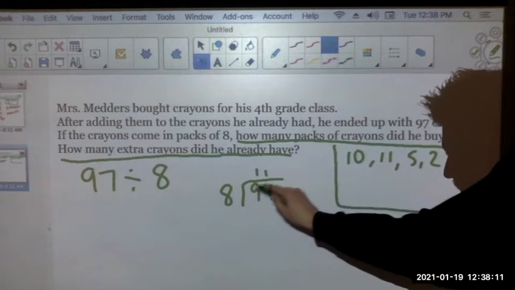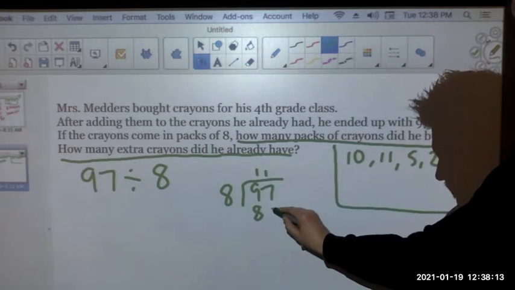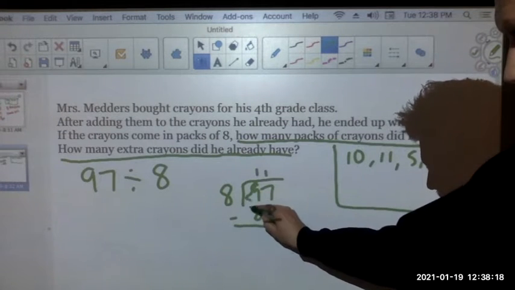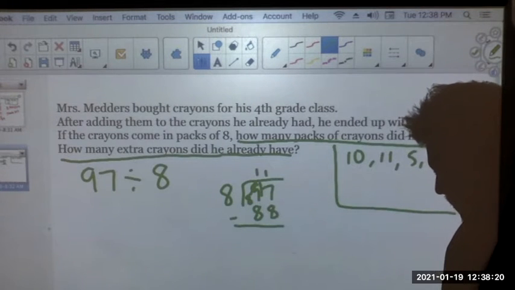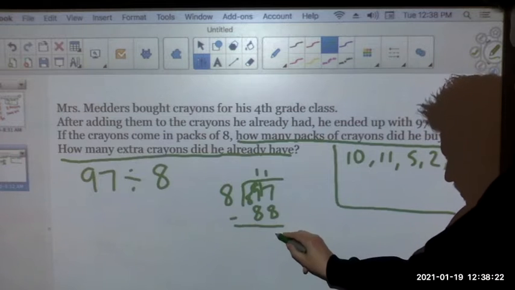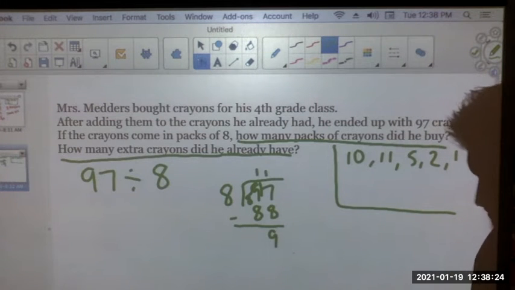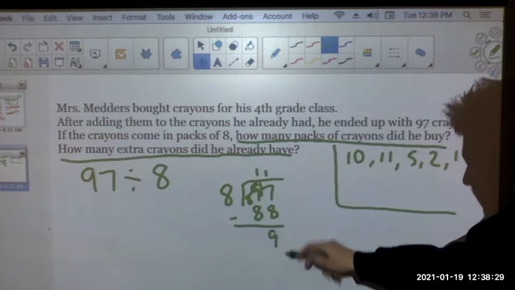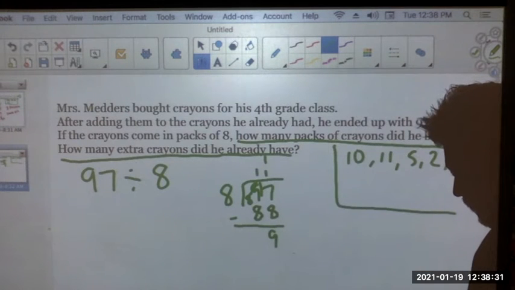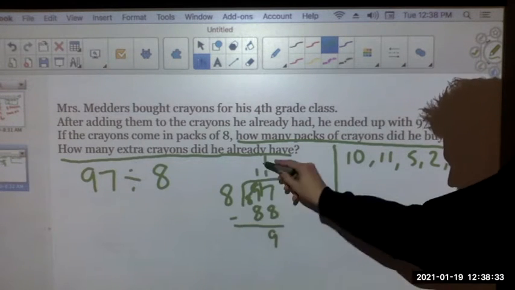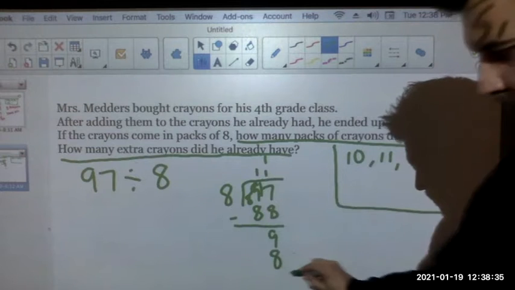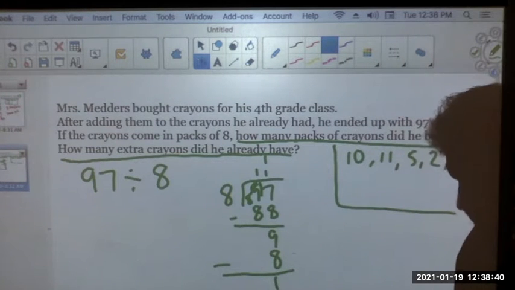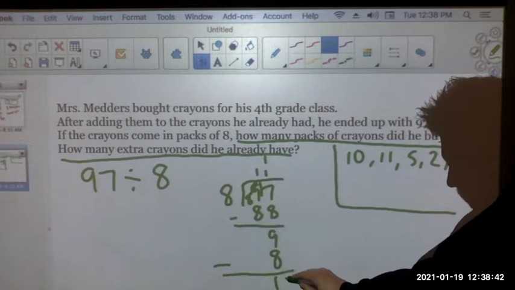It works because 8 times 11 is 88. Subtract. Have to borrow. This becomes 8. This becomes 17. 17 minus 8 is 9. 9 is still bigger than 8, so I got to keep going. 8 can go into 9 one time. 8 times 1 is 8. Subtract. 1 left over. 1 is smaller than 8. That is my remainder.